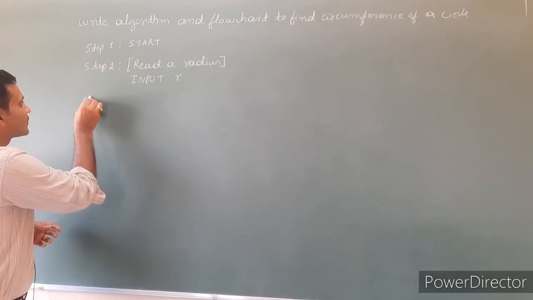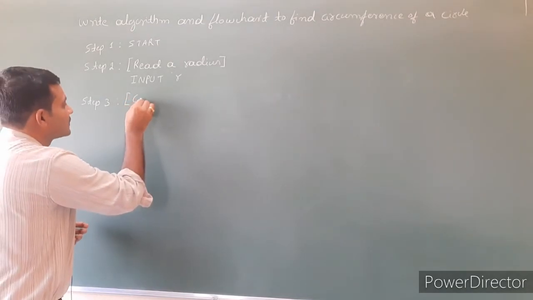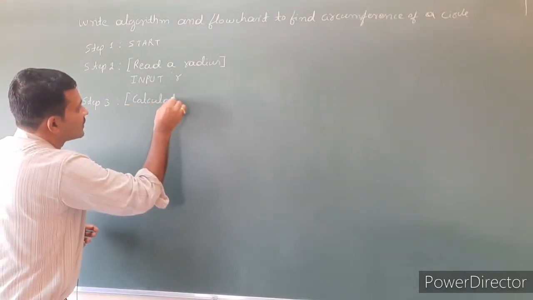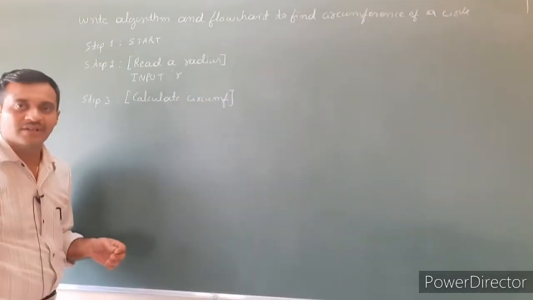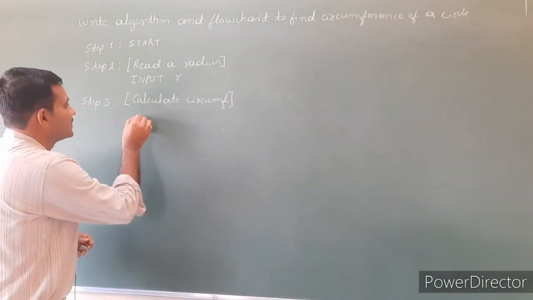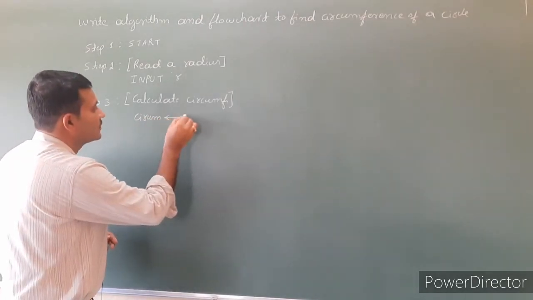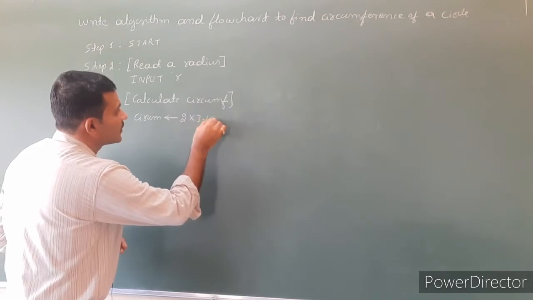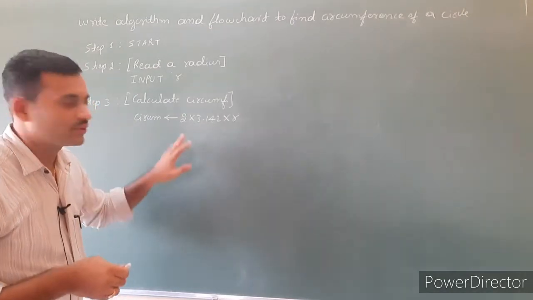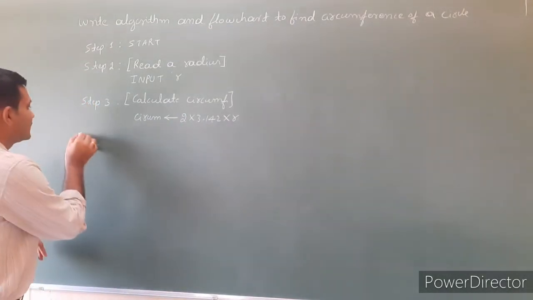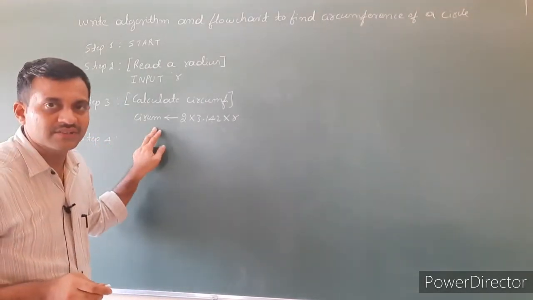After reading the radius, we have to calculate the circumference of a circle. In step 3, calculate circumference. The formula is circumference ← 2 * 3.142 * R. So the expression is 2 pi r, 2 into 3.142 into R. Then in step 4, we have to display the result. The result is in the variable circumference, that is the output.